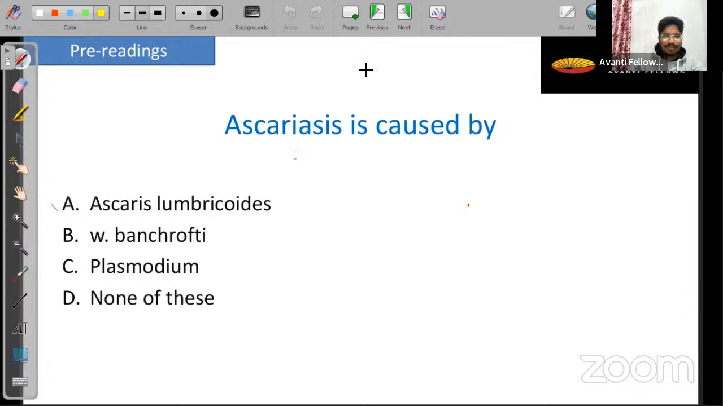Ascariasis is caused by option A, Ascaris lumbricoides, option B, Wuchereria bancrofti, option C, Plasmodium, option D, none of the above. I'm launching a poll for the question and I'm assuming that you can answer the question very easily. It's a very simple question, right?